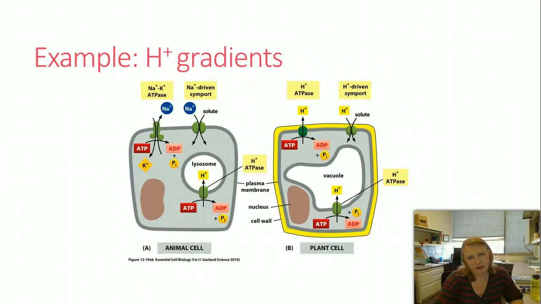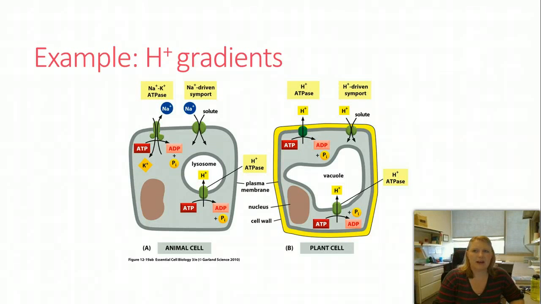Another thing that's important to understand before we move on is hydrogen gradients. We're going to talk about these proton gradients in chapter 14, when we're talking about photosynthesis and cellular respiration, the electron transport chain. But it's important to know that cells use these too. They use them for a variety of activities to help induce passive transport. They use active transport to make passive transport possible, and you can see some examples here.